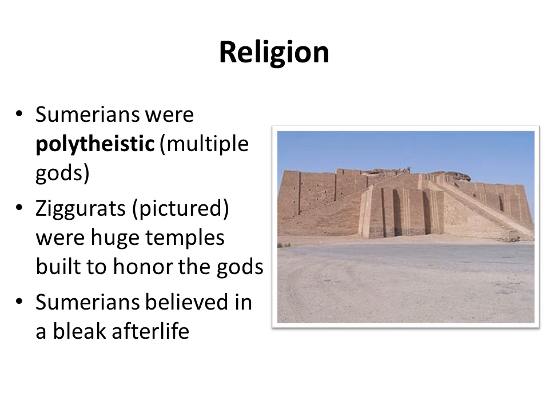Ziggurats can be found all over ancient Mesopotamia. The picture you see there, they were these huge temples that were built to honor the gods. Sumerians did believe in an afterlife, but they did not believe in a particularly happy afterlife. They believed that the afterlife was bleak and not enjoyable.